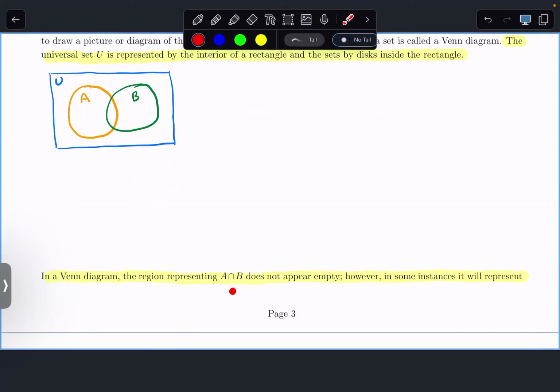So the region representing A and B, which must be where? Must be there, right? The intersection, A and B, all the elements that are in both sets. So here, this is a visual representation of A and B, the intersection. When we draw it, it doesn't look like an empty set, but it could turn out that it is an empty set, and that's totally fine. You don't have to change your diagram or anything.